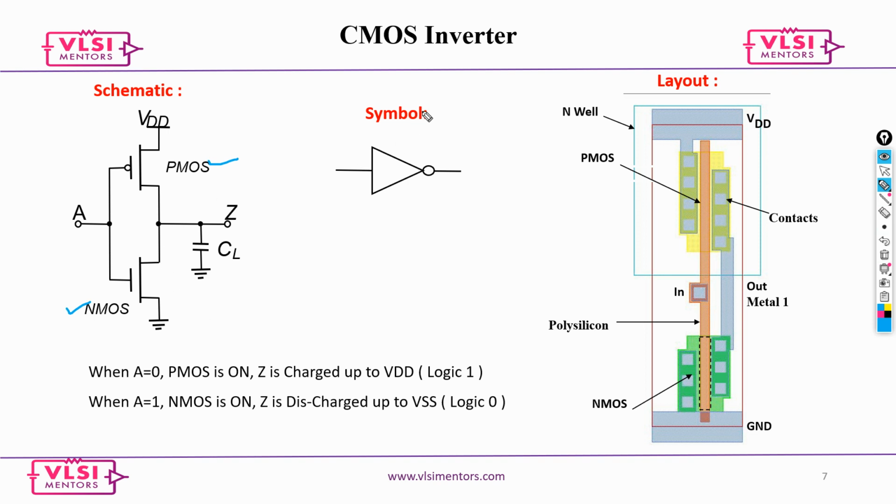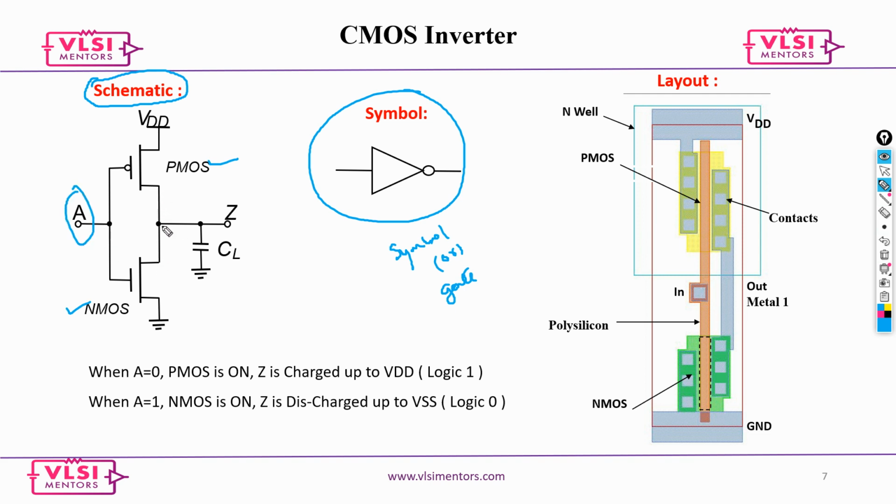Now let's try to understand this inverter. This is the symbol, or gate. And this is what we call a schematic. You have got a PMOS and an NMOS, and they are connected. Both the inputs of the PMOS and NMOS are shorted and connected to your input, and your output Z is connected to the drain of both of these.